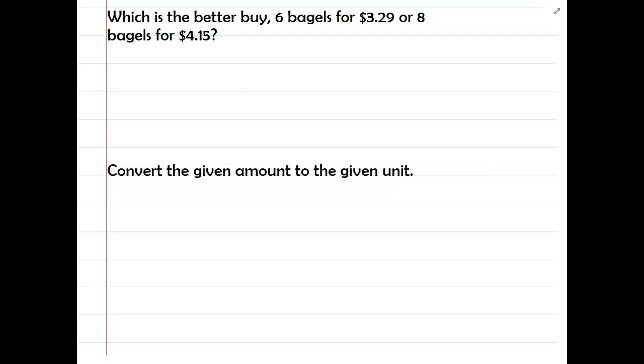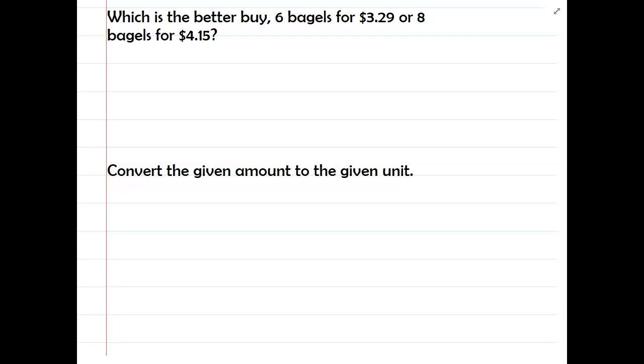And it's hard to compare things. If you've got 20 items here and 30 items here, what you need to know is, what is the price for one of those items? And then you can make a decision on which one you want to buy. So the first one is we want to know which would be the better buy. I could buy 6 bagels for $3.29 or 8 bagels for $4.15. Obviously 8 bagels is going to cost more, but I'm not going to know which is the better buy until I know, in each one of these scenarios, how much does one bagel cost?